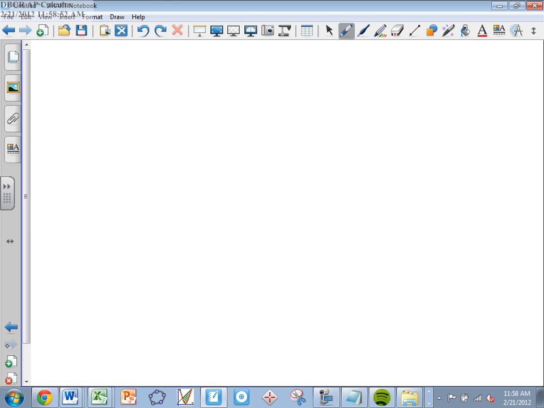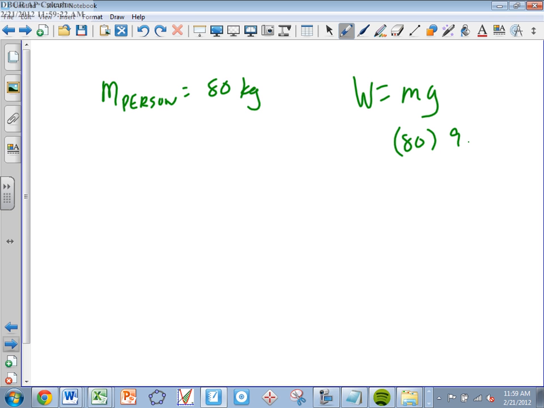So let's say, for example, we have a person, and the person has a mass of, let's say, 80 kilograms. He just got back from McDonald's, so make it 120. Now, if you want to find the weight, everybody, we know the weight is equal to the mass times gravity, so it's 80 times 9.81, and we can solve and get our weight. Okay? Again, is that clear? We've done that many times before. That's the weight of the object.